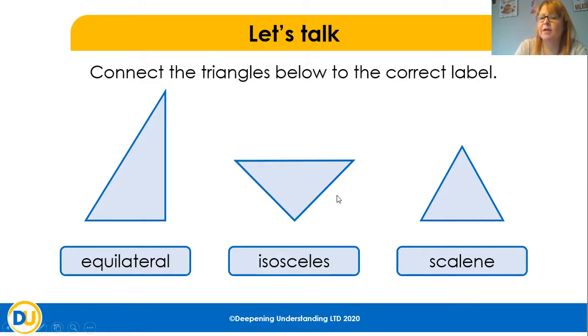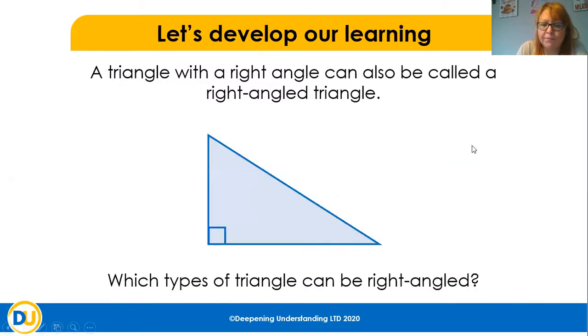So that's why we talk about scalene, isosceles and equilateral. And then sometimes we've got that added extra of the right angle in there. Okay. So I've just talked about that because I didn't want you to get confused on the previous slides. So which types of triangle can be right angled? We've said that we can have a scalene triangle and we can have an isosceles triangle.